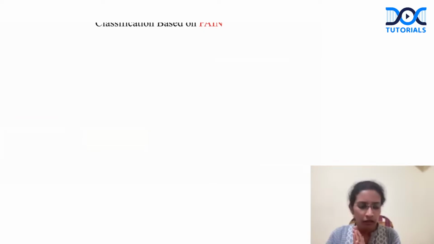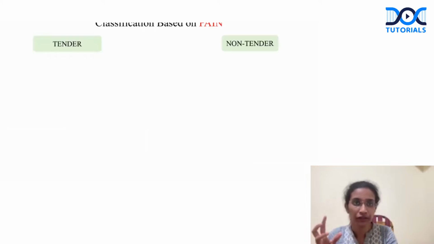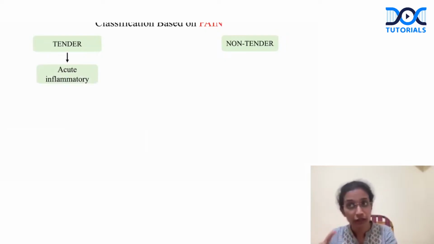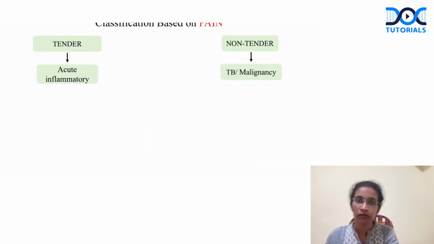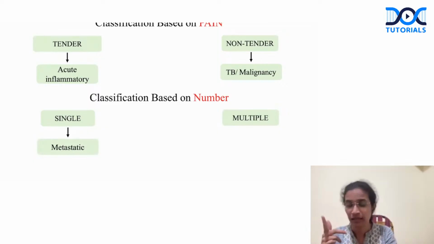Further, the classification can again be done based on pain. If a patient comes with a neck node, whether it is tender or non-tender: if it is tender, then think in terms of acute inflammatory. But if it is non-tender, it could be either chronic inflammatory like TB or a malignancy. Again, it can be classified based on the number of lymph nodes present, either single or multiple. If it is single, then think in terms of metastatic.